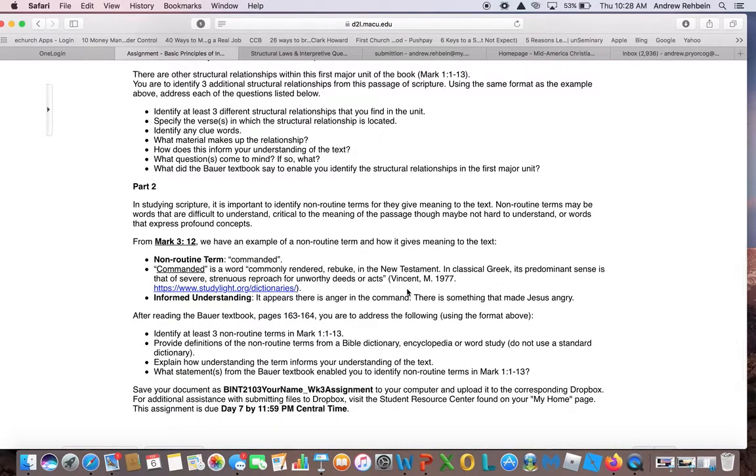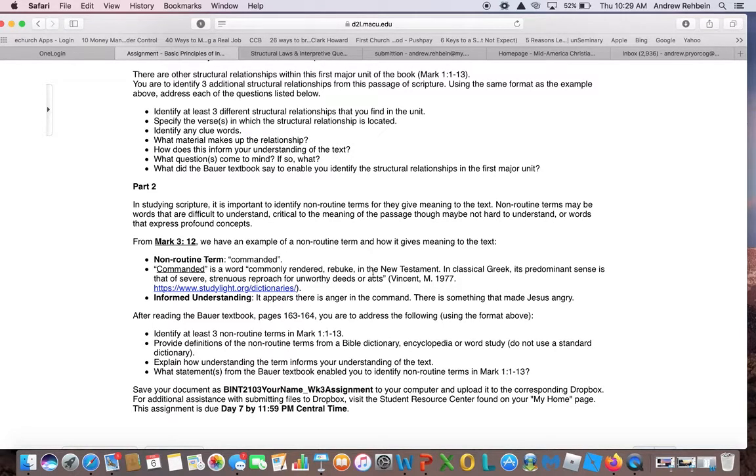Then the non-routine term, same thing. You're finding the non-routine term. Notice it even says on the instructions here, using the format above. So don't overcomplicate this. You have 3 bullets for each non-routine term that you need to fulfill. So you find your non-routine term. Maybe it's tempted. Maybe it's baptism. Maybe it's dove, right? These are all words that are in Mark chapter 1, and you want to find a deeper biblical definition. So tell me what the term is so that I know exactly the term that you're highlighting.